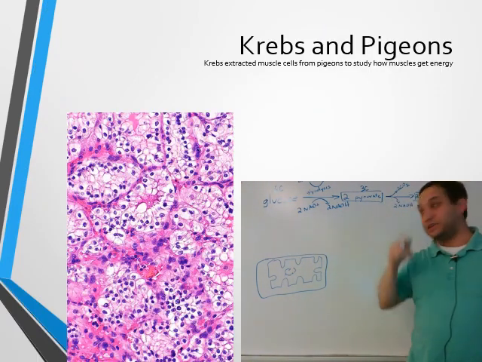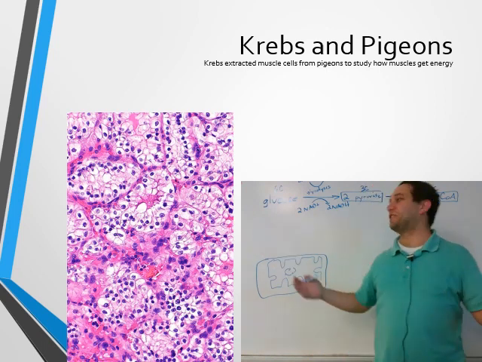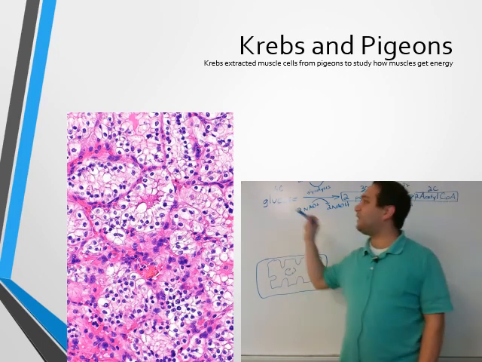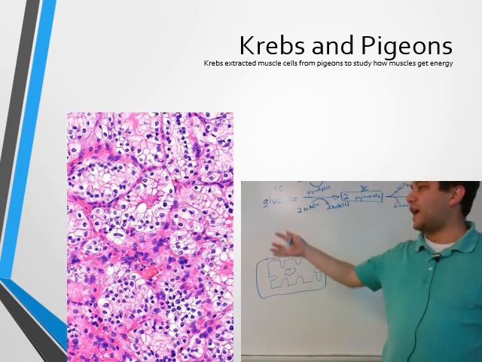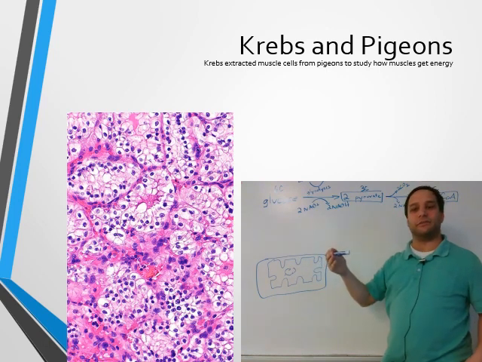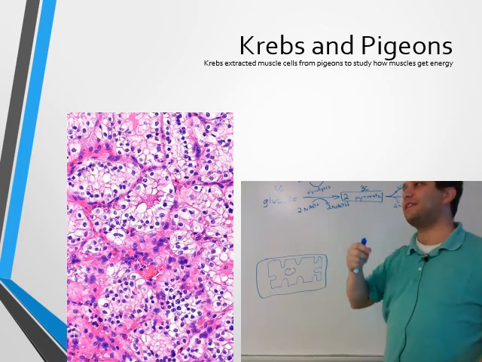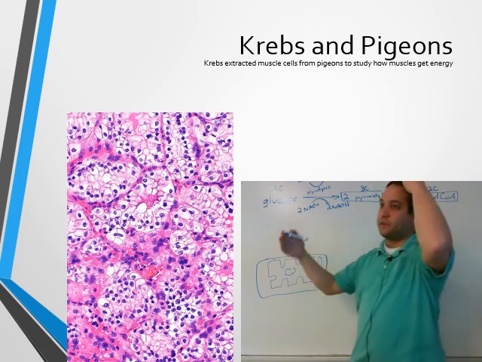Now, here's what you do to pigeons. You cut their wings. Check out what their wings do, because their wings have muscles. What Krebs was doing was he extracted muscle from the wings of pigeons to see how those muscles got energy. And he went through systematically and applied inhibitors to slow down those reactions.